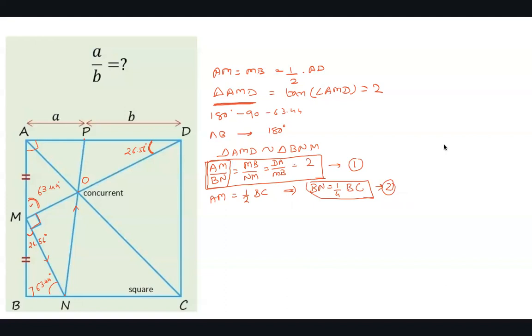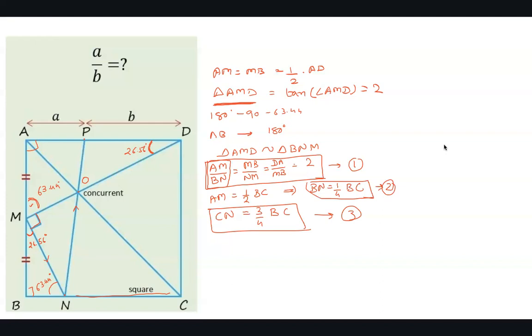And this tells us that CN, this length CN, is nothing but 3/4 of BC. Let us call this result number 3. This detail will be useful soon. Okay. Now, how do we go forward from here? Our eventual goal is to figure out AP divided by PD. So let us focus on a triangle where AP is a side.